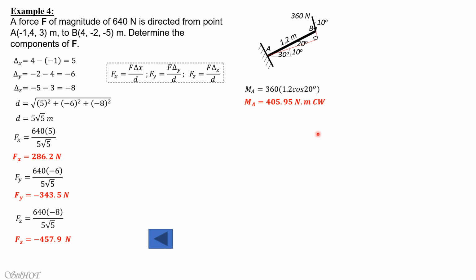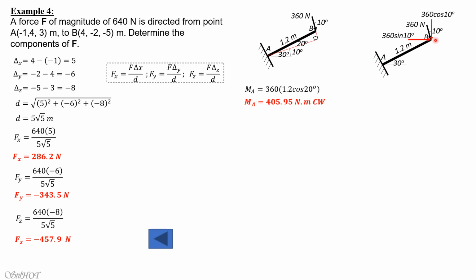For another method, let's use the components for Varignon's theorem. So let's resolve 360 into components. The horizontal is 360 times sine of 10, since it is opposite to 10 degrees. So 360 times sine 10. The vertical component, which is downward, is 360 cosine of 10, because it is adjacent to 10.